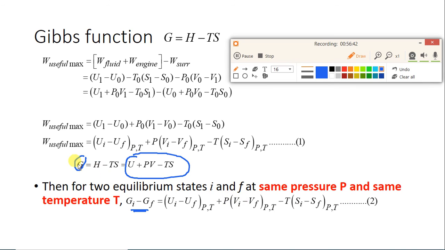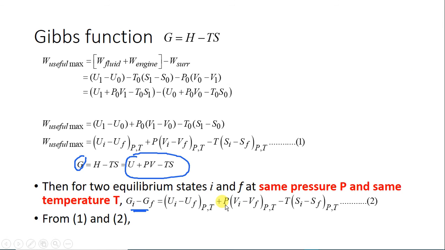Now if you compare equation 1 and equation 2, the useful maximum work on the right side and the Gibbs function difference between initial and final state are both the same. Okay, so the right hand side is the same. So similar to the Helmholtz function, what you can write now is, from equation 1 and 2, W useful is less than or equal to Gi minus Gf when pressure and temperature is constant.